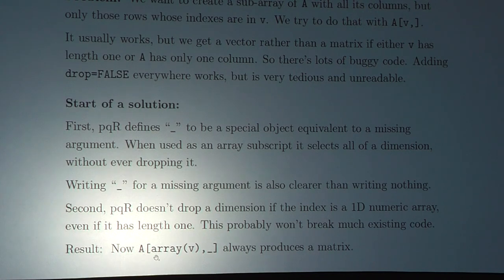So now if we write A sub array V comma underscore, the underscore means it's never going to drop the dimensions, even though there happens to be only one column. And the fact that we write array V creates a vector with the dim attribute attached, saying it's a one-dimensional vector, which looks very much like V, except it actually does have a dim attribute now, and the subscripting can now say, well, because it has a dim attribute, we're not going to drop this dimension even if it happens to be of length 1. And I think there's not too much compatibility issue with that, because I think it's uncommon at present for vectors to actually have dim attributes, although it's possible. So it's possible somebody has vectors with dim attributes and is relying on dropping of dimensions when they index with them, but I think that doesn't happen very often.